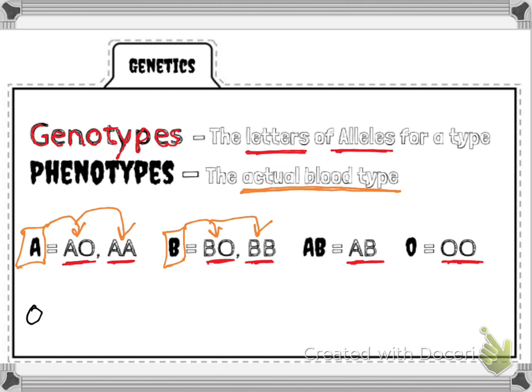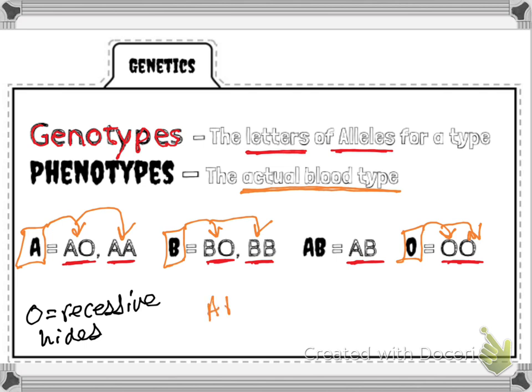O is recessive, meaning it hides, right? So the only time that you're going to see your O is when you have two of them. Like over here, we've got O-type blood has two O's. That means that's the only time you see O-type blood, is because the O is recessive. It hides behind the A or the B. And A and B are both dominant.